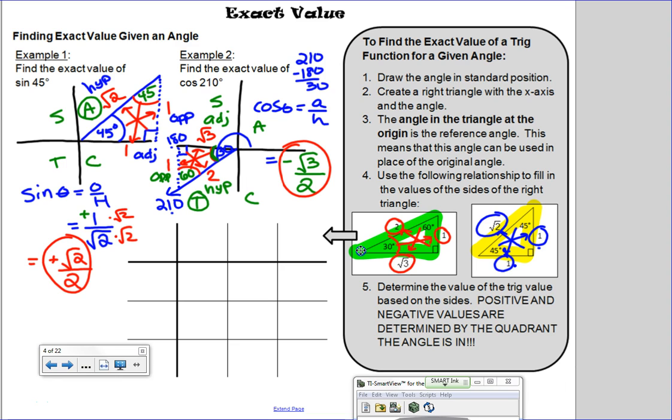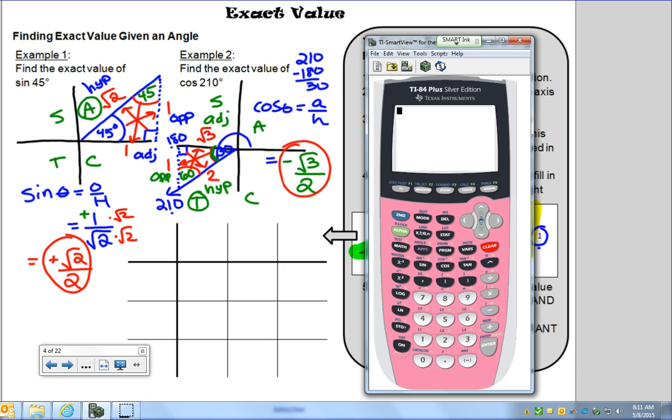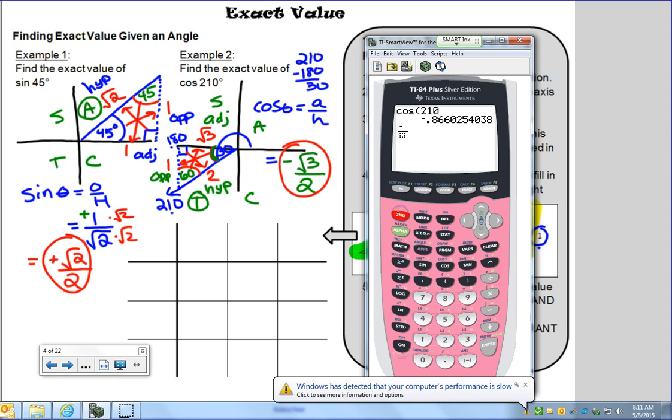So these values are coming from those two special right triangles, the 45, 45, 90 or the 30, 60, 90. The ones that I'm going to ask you to find the exact value of are going to only involve those two triangles. So I would never ask you to find the exact value right now of like sine of 18 because you don't have something to help you find that. And again, if you really want to check your answer, cosine of 210. And then if I put my value I just got in, negative radical 3 over 2, I can in fact see that that matches.